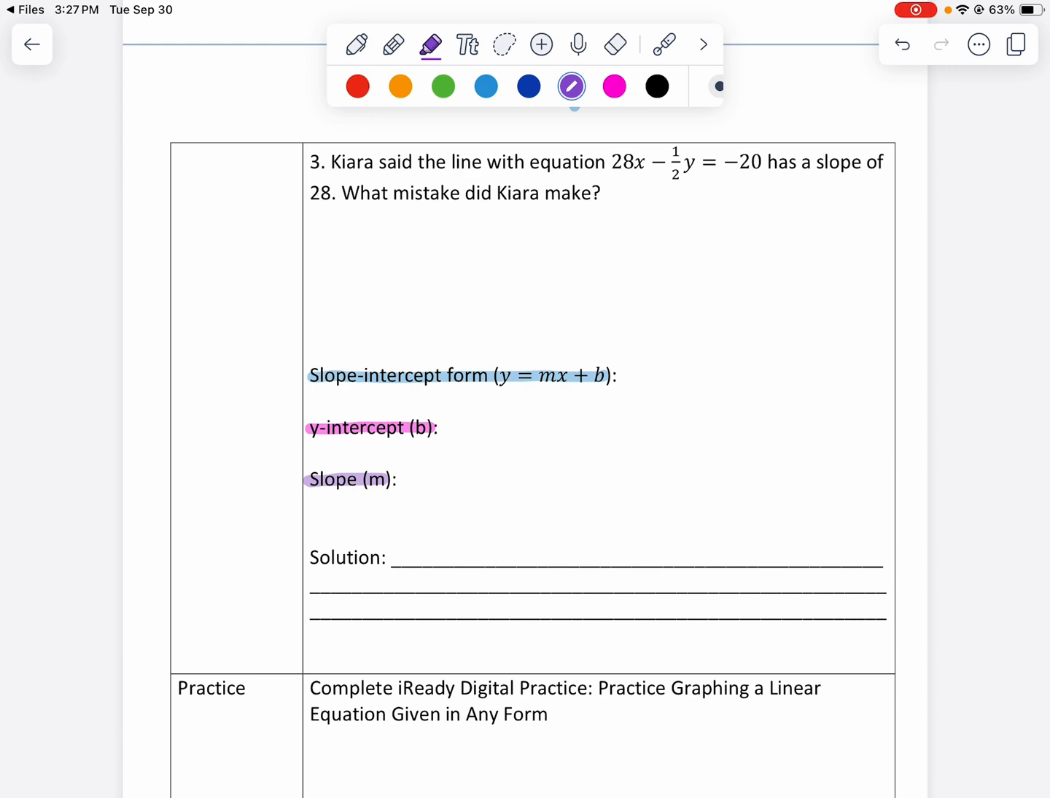Okay? Your practice today is another digital practice of graphing a linear equation in any form. Some of these you will see that we are going to have to plug in some values. So it'll tell you, like, when x is 0, what is y? So you want to plug in 0 for x and solve for y instead of turning it into slope-intercept form. But for the most part, you can turn them into slope-intercept form and find out what the missing information is.